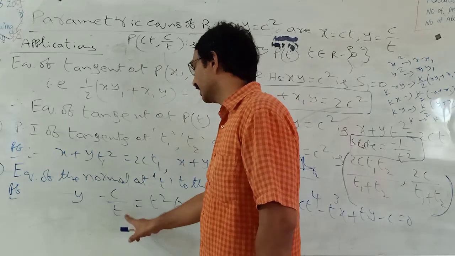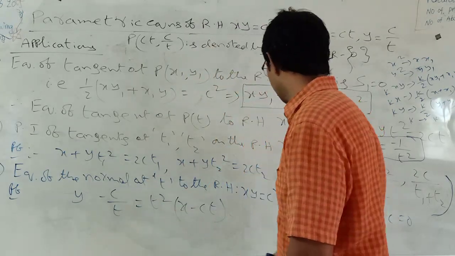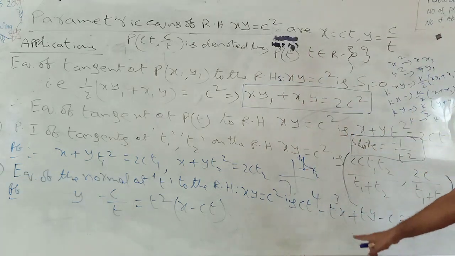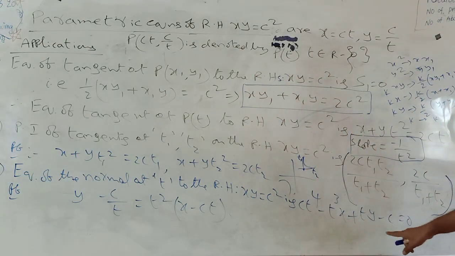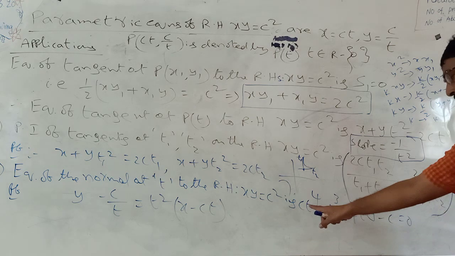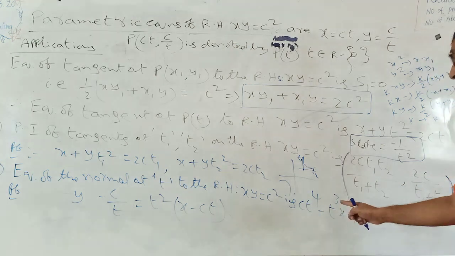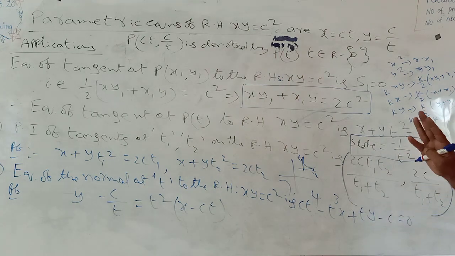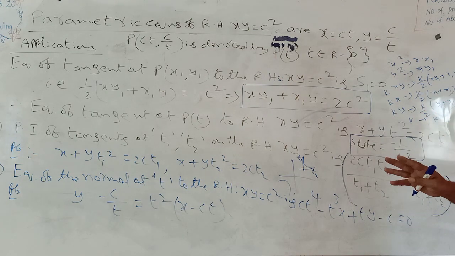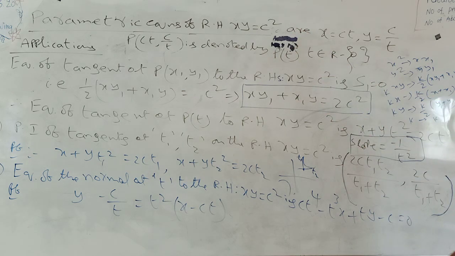Therefore, y minus y1 equal to m into x minus x1. By simplifying, we get c t power 4 minus t cube x plus ty minus c equal to 0. This is a fourth degree equation in the variable t. Therefore, there are 4 roots for this. From this we can say 4 normals can be drawn from any point to the rectangular hyperbola xy equal to c square.